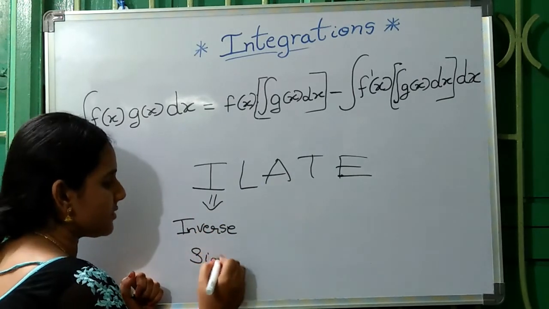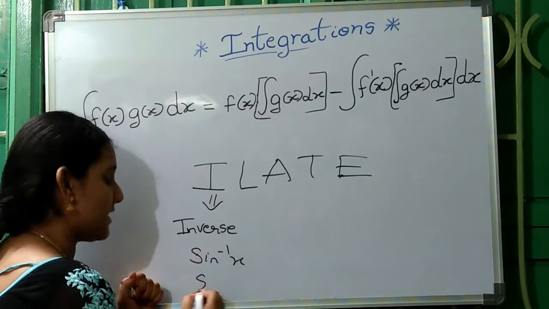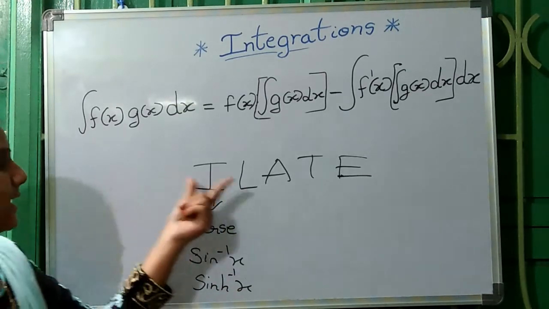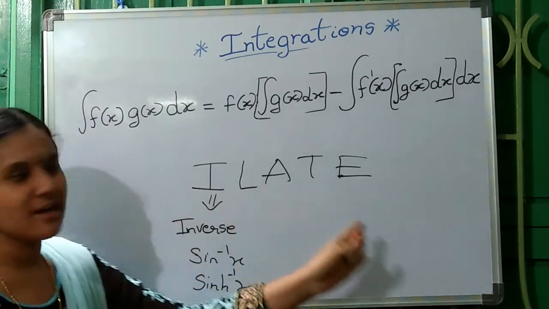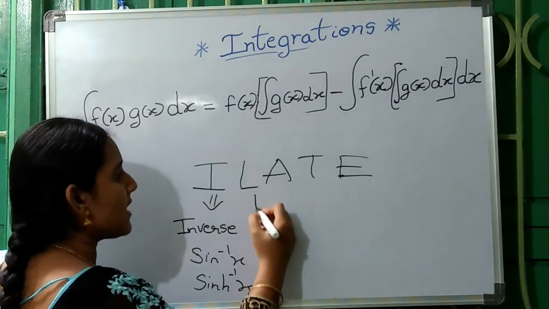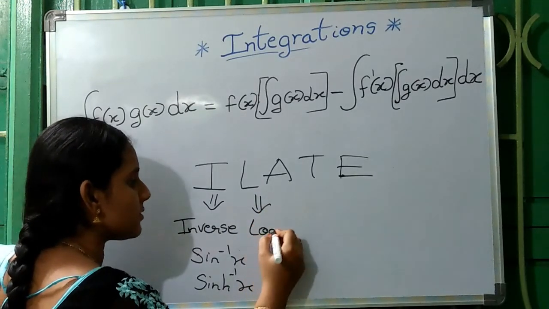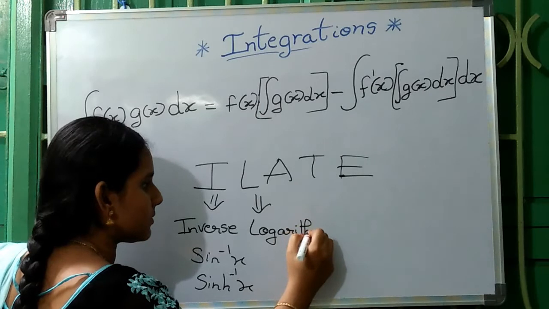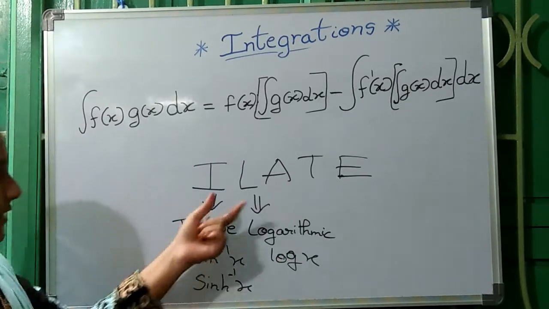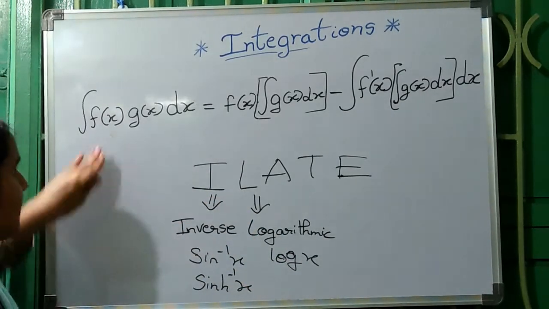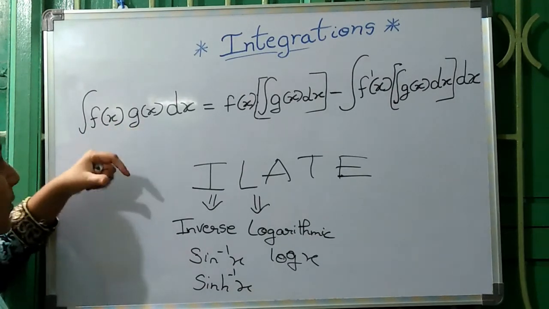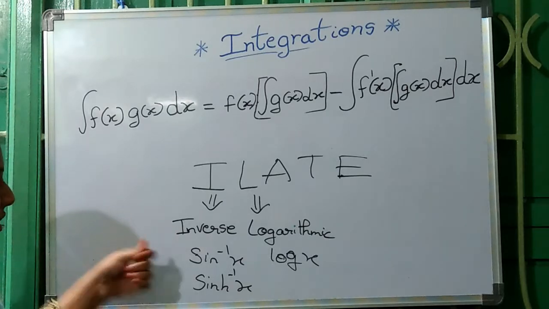That is sin inverse x, sinh inverse x, inverse hyperbolic functions. I is inverse functions. If any such function is present, first priority must be given to the inverse function. Next, L is logarithmic functions, that is log x. If one of the functions f of x and g of x is an inverse function, then we must give the first priority to that function.